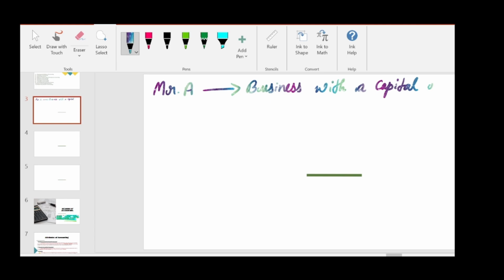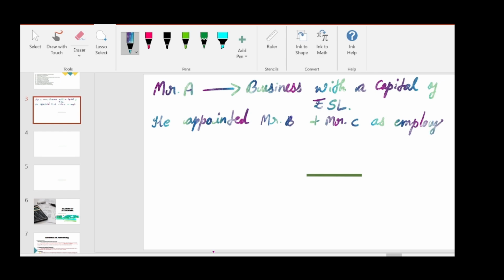The capital is rupees, say, 5 lakhs, and then he appointed Mr. B and Mr. C as employees. Of course it's a startup, and there would be four more, but let's take only two of them.